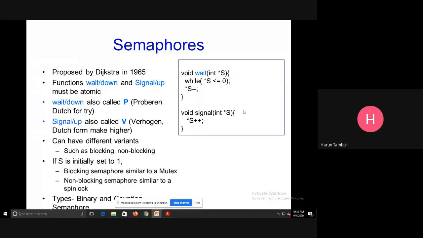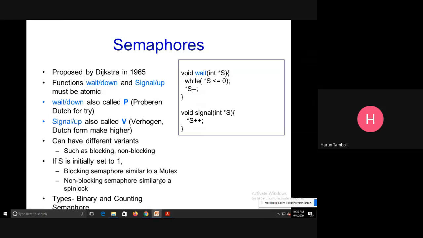So if S is the semaphore variable and it is initially set to 1, then the blocking semaphore is similar to a mutex. And for the non-blocking semaphore, if it is set to 1, then it is similar to a spin lock. Okay, so that will be the case.